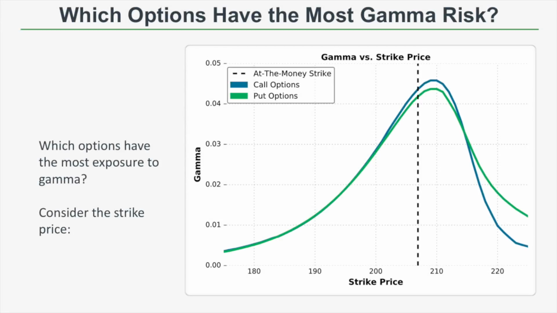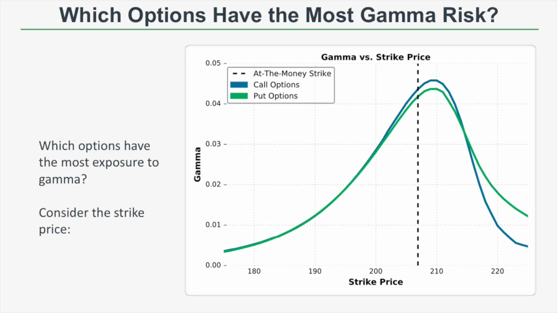So now that you know how to conceptualize gamma and you understand how it applies to delta, let's talk about which options have the most exposure to gamma. So the first consideration is the option's strike price. So in this visual, we're just plotting the gamma of call options and put options at every single strike price.